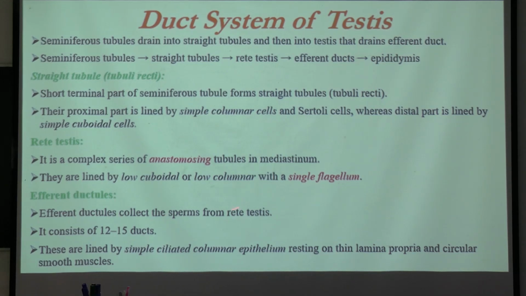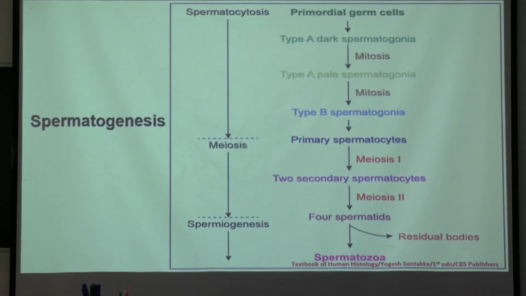Efferent ductules collect the sperms from the rete testis. They consist of 12 to 15 ducts, and they are lined by simple ciliated columnar epithelium resting on thin lamina propria and circular smooth muscle. Okay, so we have discussed these ducts.